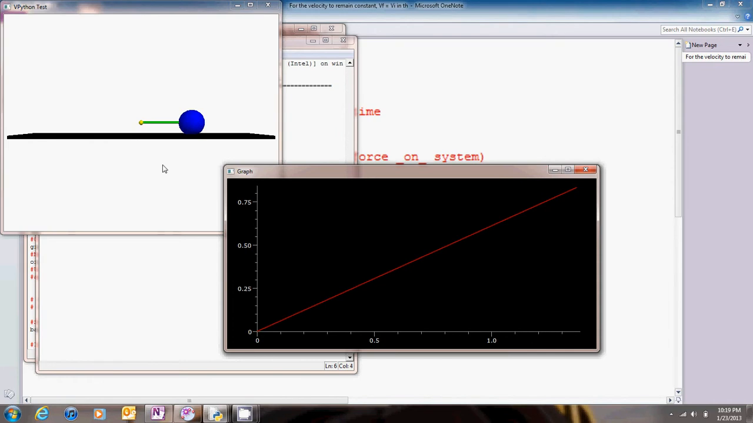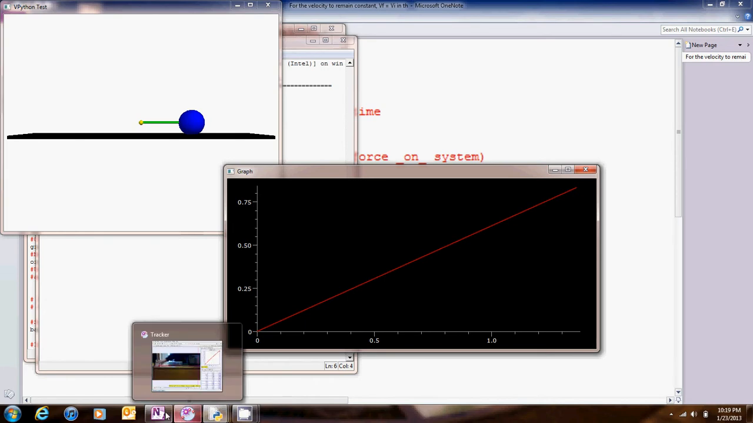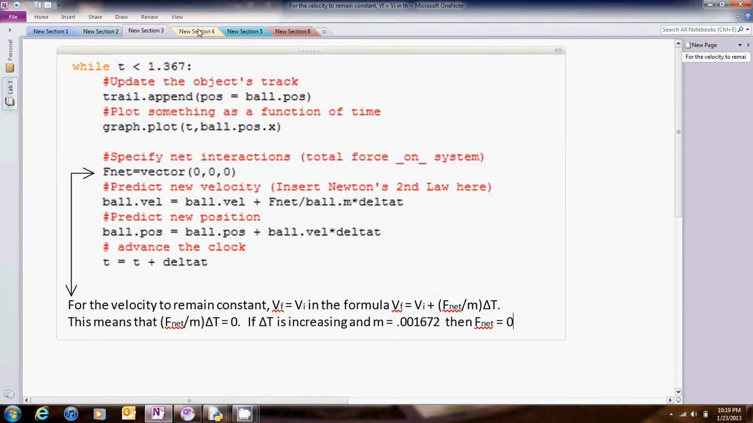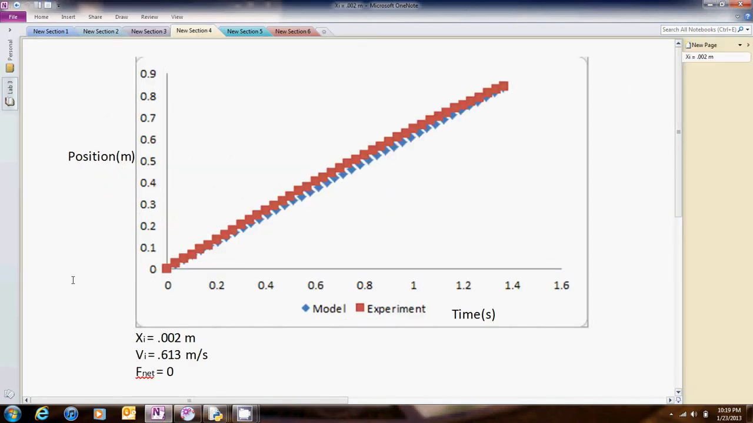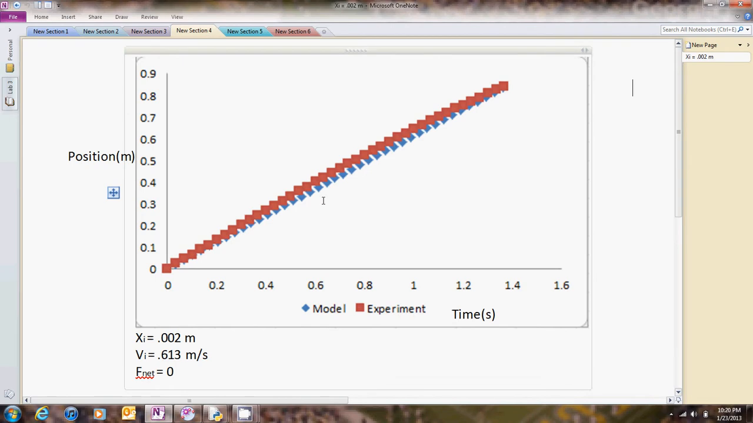The ball moves to the right, which is indicated as the positive X direction, and the graph begins at the origin and moves in the positive X direction. This is indicated by my graph. This is the plot of the model and the experiment. The model is in blue and the experiment is in red.